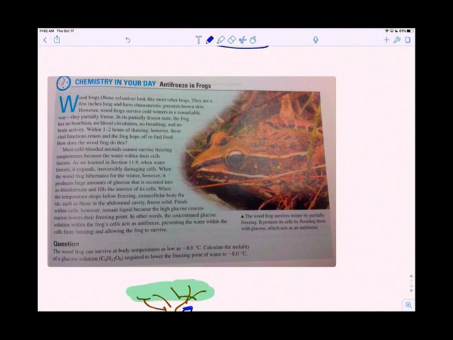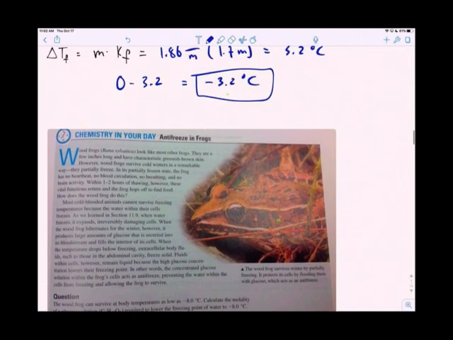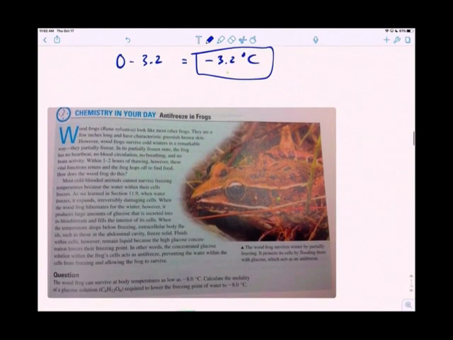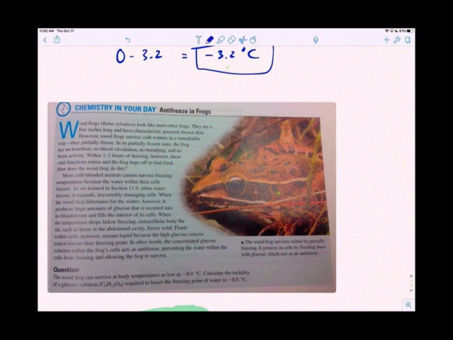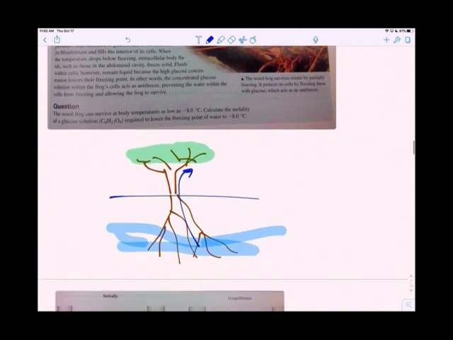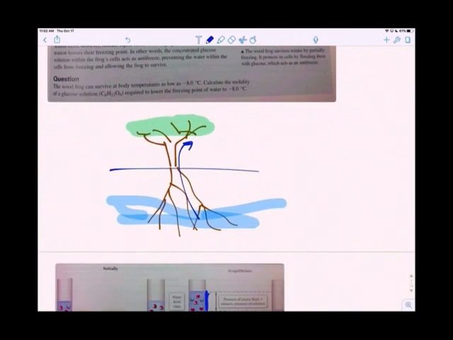So, okay. But that's an application, at least for the freezing point depression. And I'm not going to do boiling point elevation. It's the same thing, but you add it for boiling point elevation. And so let me move on here.